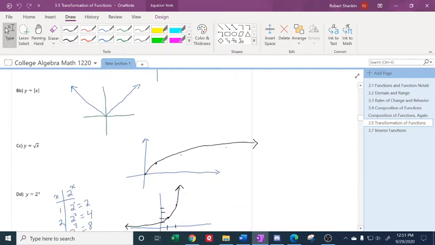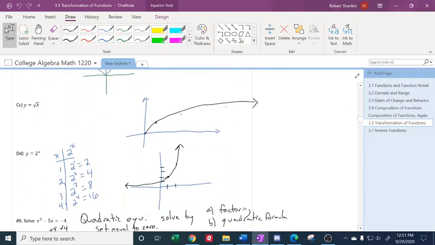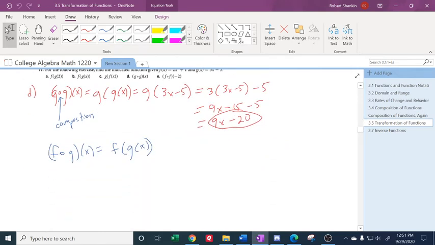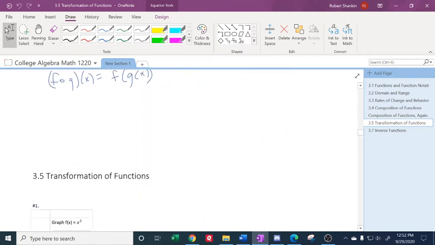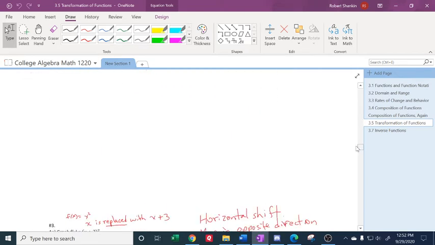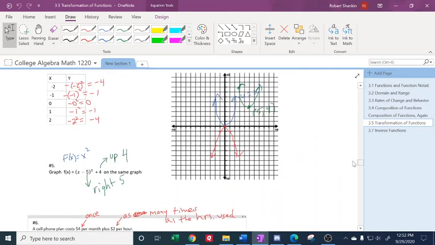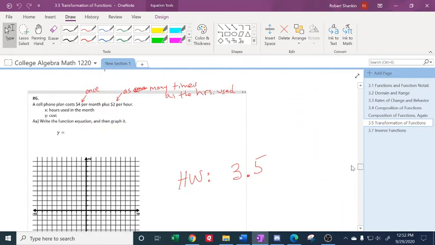And then we can go on to new material after we finish this up and maybe address a couple homework questions. Alright, so we had done some transformations of functions.